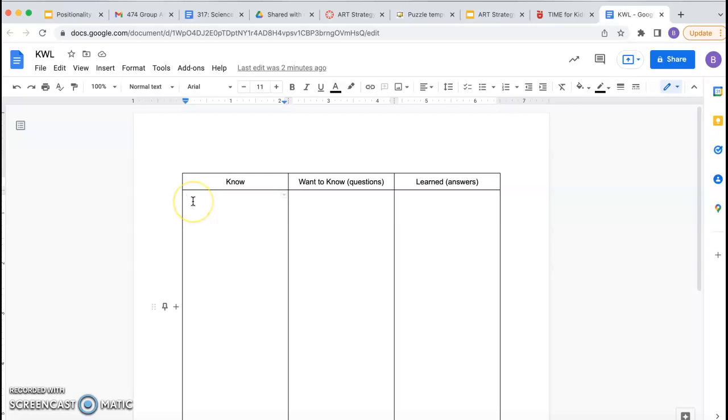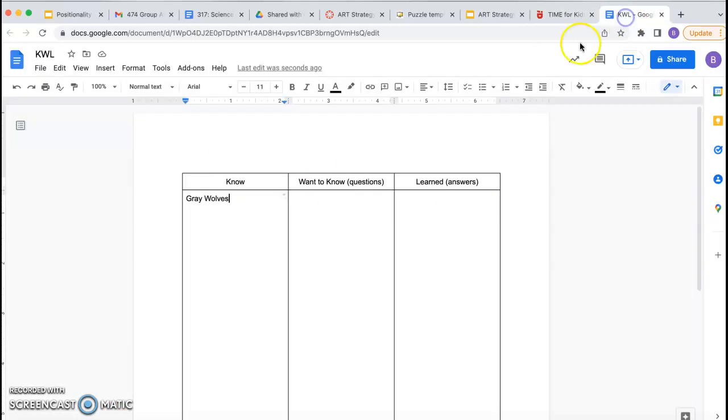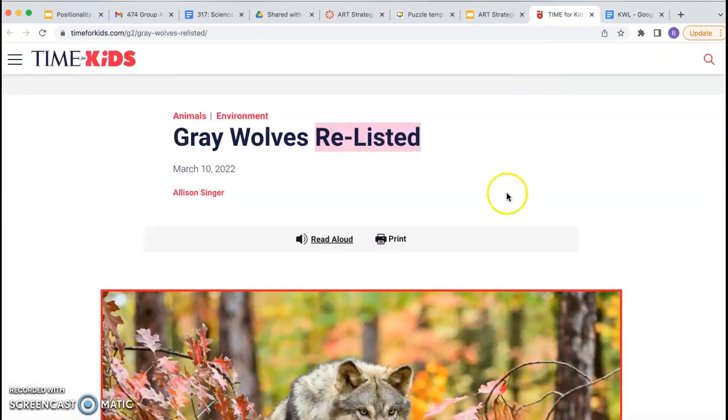So what I already know based on the title before I read is that this is going to be about gray wolves. Also, I know that this is going to be something about gray wolves being relisted. So I'm going to say something to do with relisting. Okay, and this is what I want to know. This is where I'm going to put my two questions that I have based on the title.